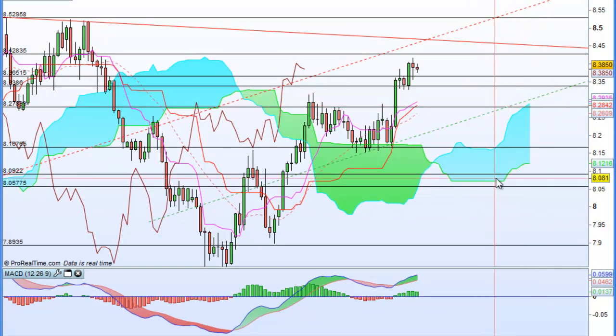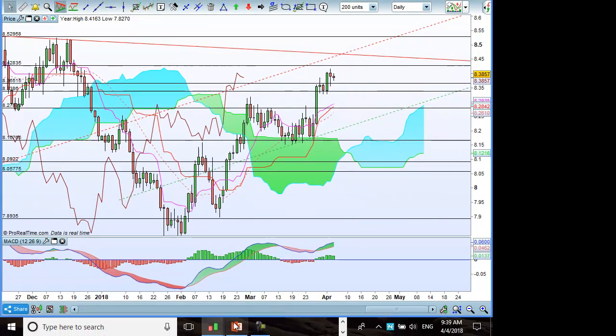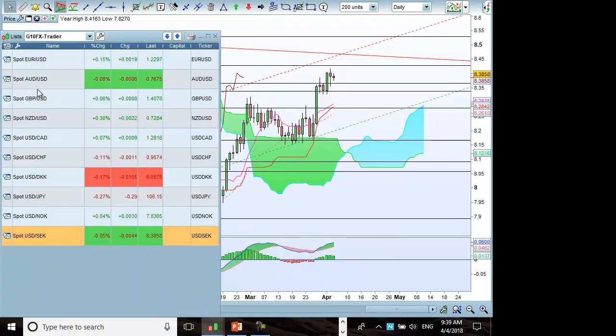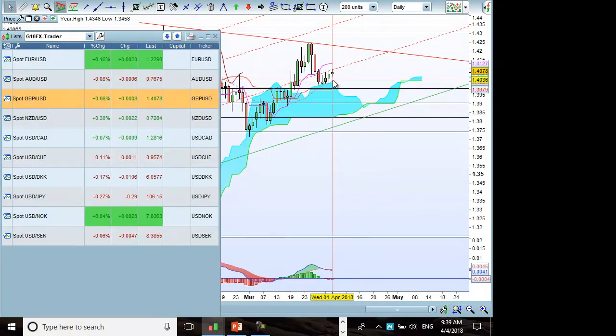The front end of the cloud still indicates we've got somewhat of an uptrend on this one, so a slow, steady grind higher. And it looks like we'll complete this upward continuation pattern, this distance here up to that distance, so we should get to that target of 8.530.